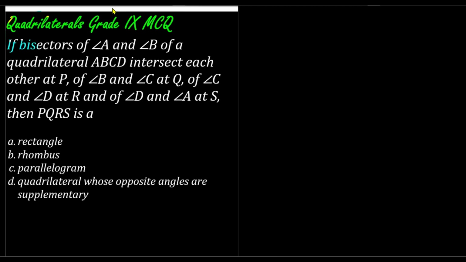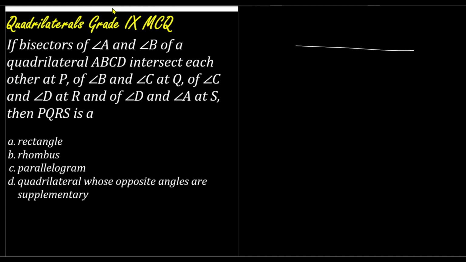If I see the first question, it says the bisectors of angle A and B of a quadrilateral ABCD intersect each other at P, and of B and C at Q, and C and D at R, and that of D and A at point S. We have to figure out this quadrilateral so formed by the bisectors is what. So for that, we will draw a quadrilateral.